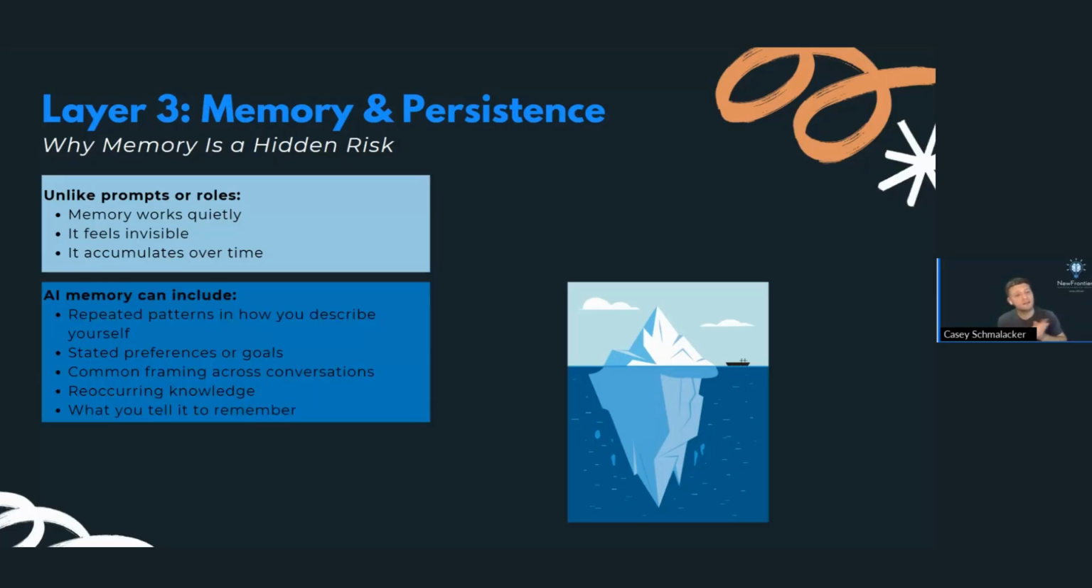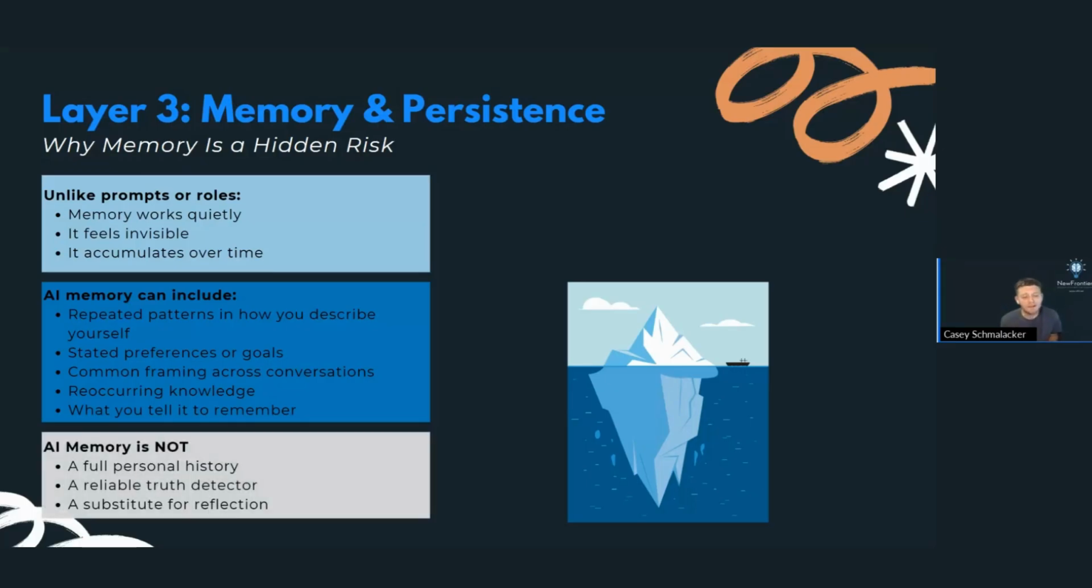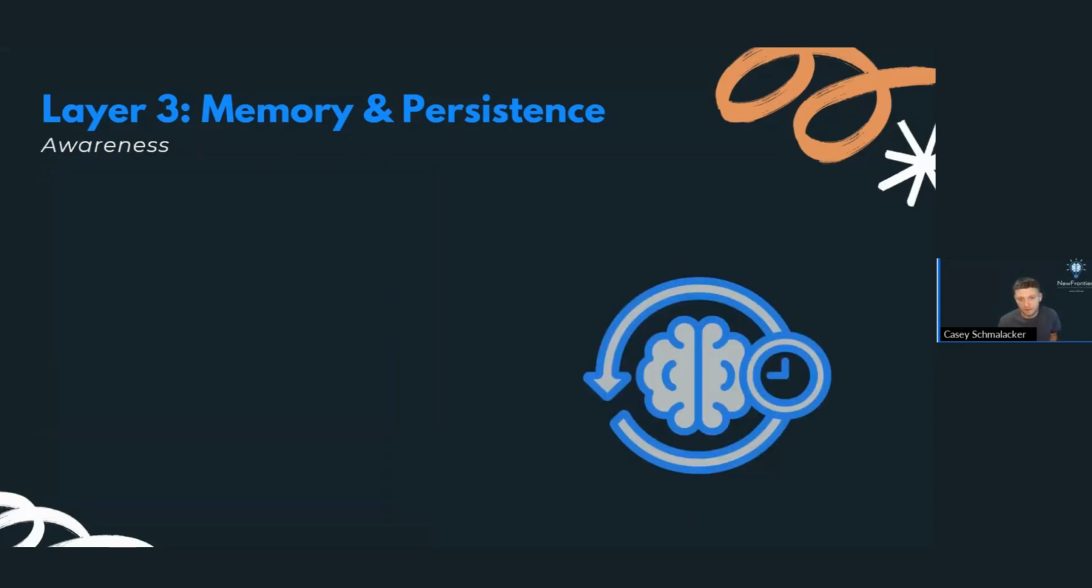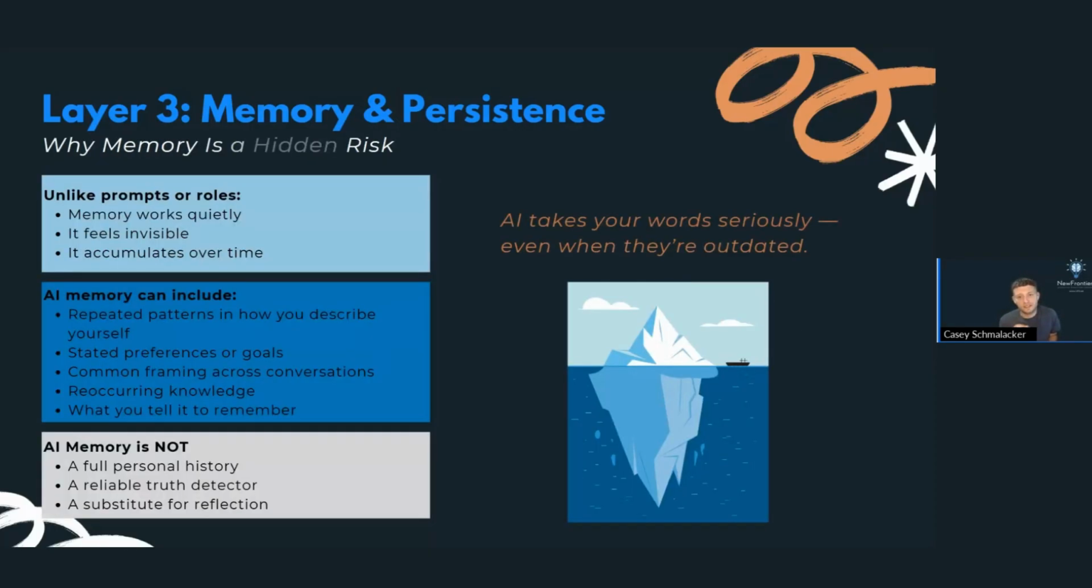AI memory can include repeated patterns in how you describe yourself, stated preferences or goals, common framing across conversations, reoccurring knowledge, and what you actually tell it and prompt it to remember. AI memory is not a full personal history, it's not a reliable truth detector, and it's not a substitute for reflection. So AI takes your words seriously even when they're outdated.